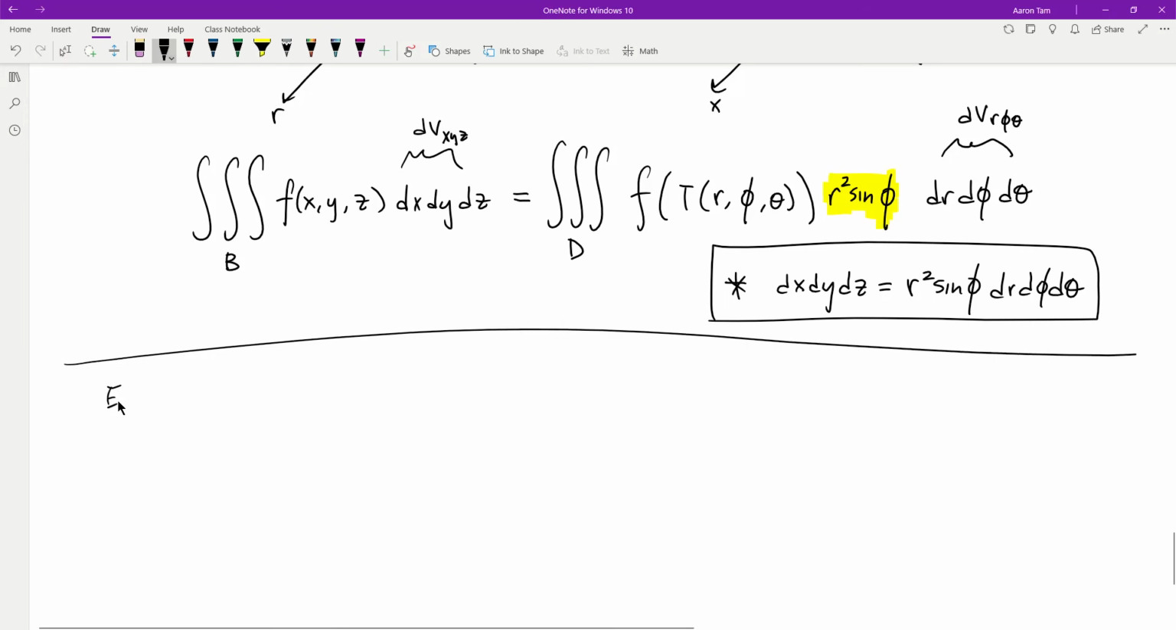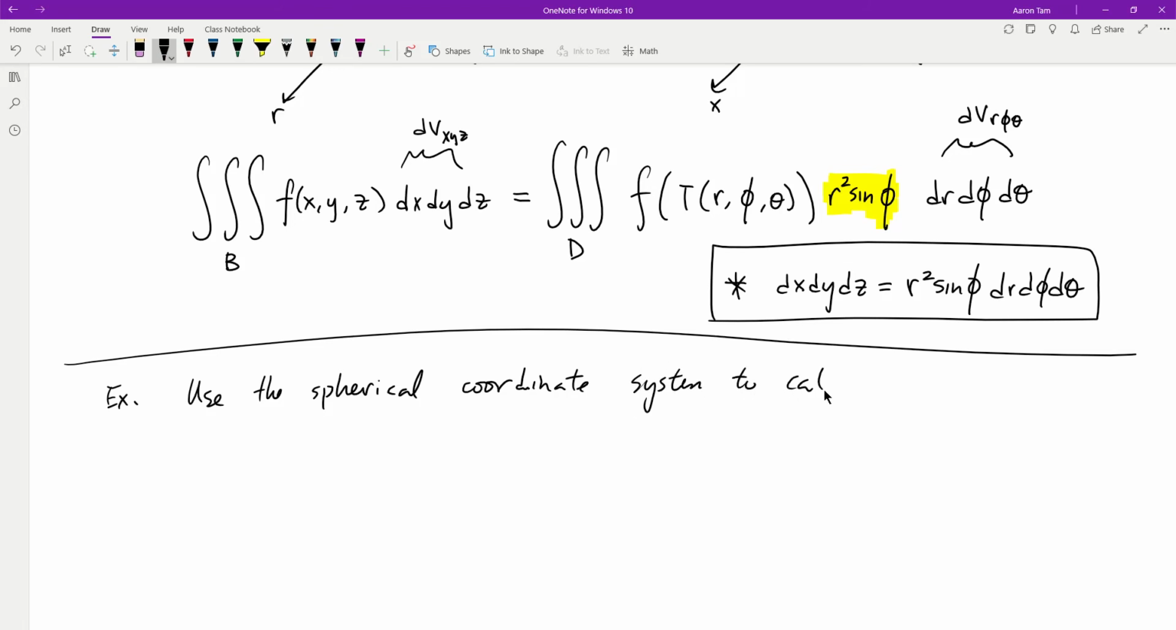So what I would like to do is go over an example to show you how to use this. The example will be very easy. Use the spherical coordinate system to calculate the volume of a sphere with radius, how about just call it r? It could be a number, but I guess r is okay.